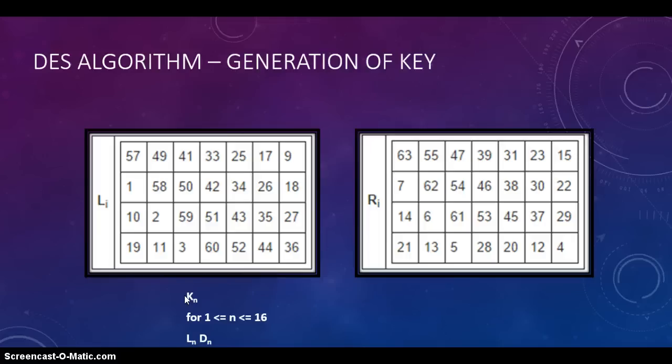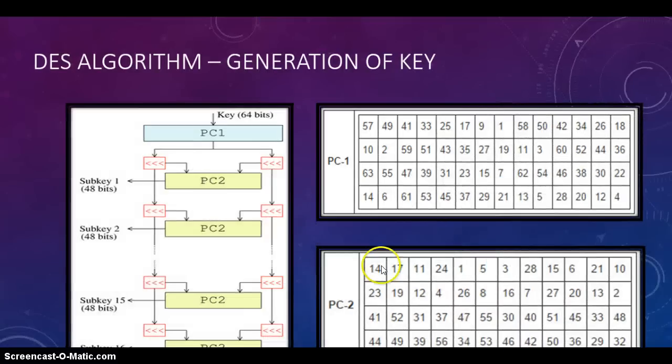In iteration number 9, only one left shift, and in iterations 10, 11, 12, 13, 14, and 15, we are going to make two left shifts. And in the last iteration, number 16, we are going to make only one left shift.